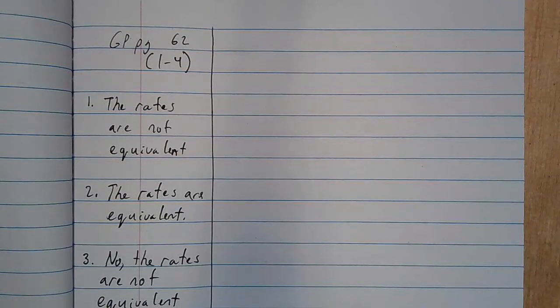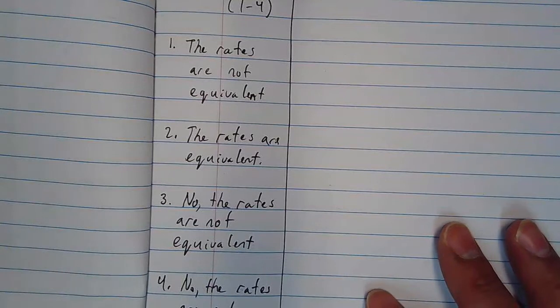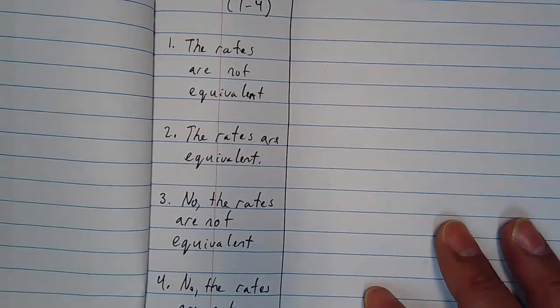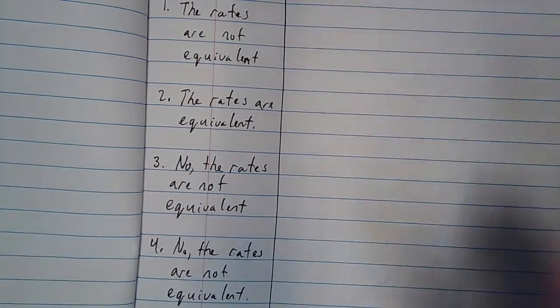Okay guys, we're going to go over page 62, the guided practice. We had to do numbers 1 through 4. The answers are not quite what you think. Alright, so let me just read them. The rates are not equivalent, that's for number 1. For number 2, the rates are equivalent. And number 3, the rates are not equivalent. And number 4, the rates are not equivalent.